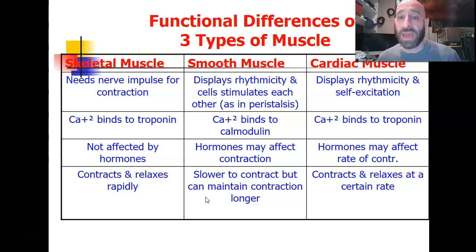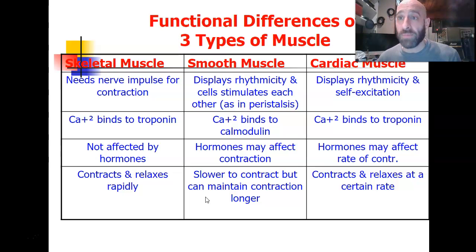Smooth muscle, on the other hand, is a much slower contraction. It takes a longer time to contract and relax. However, it can hold that contraction for longer. So imagine your smooth muscle causing your blood vessels to constrict, right? It's not a strong contraction, it's a weak contraction, but it can hold that contraction for much longer.